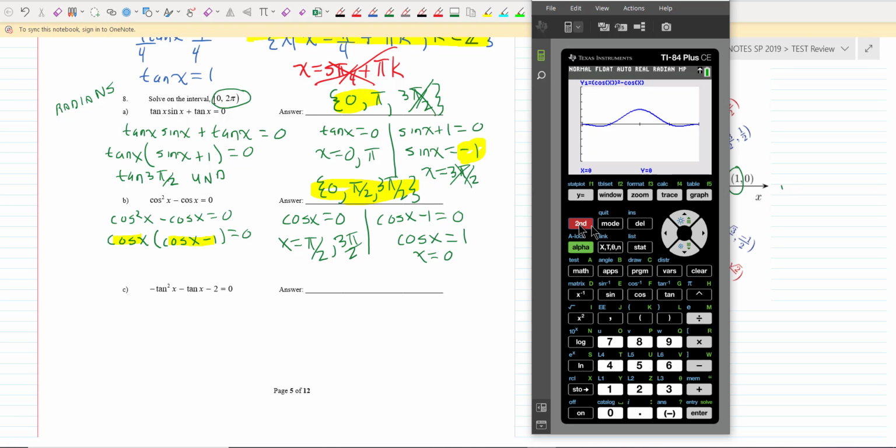If I trace at pi over 2, okay, that's giving me when x is pi over 2, y is 0. And finally, if I trace at 3 pi over 2, okay, that also verifies that. Okay, so those are the three right answers. The reason why 2 pi is not an answer is because 2 pi is not included because there's a parenthesis on that. So you don't want 2 pi as an answer.